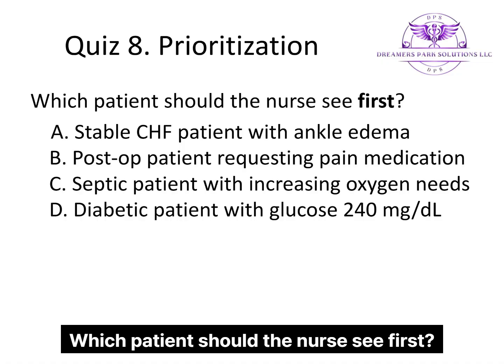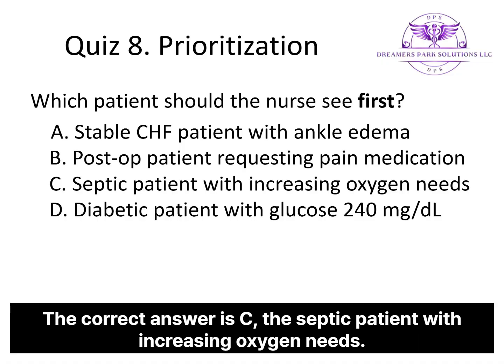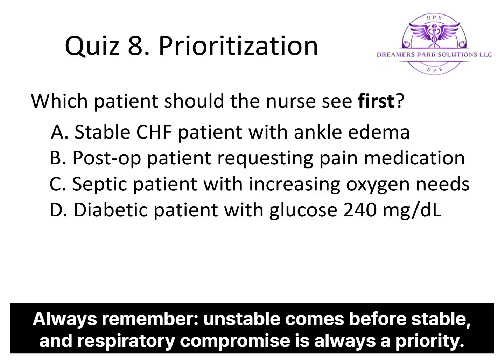Which patient should the nurse see first? The correct answer is C. The septic patient with increasing oxygen needs. Always remember unstable comes before stable, and respiratory compromise is always a priority.